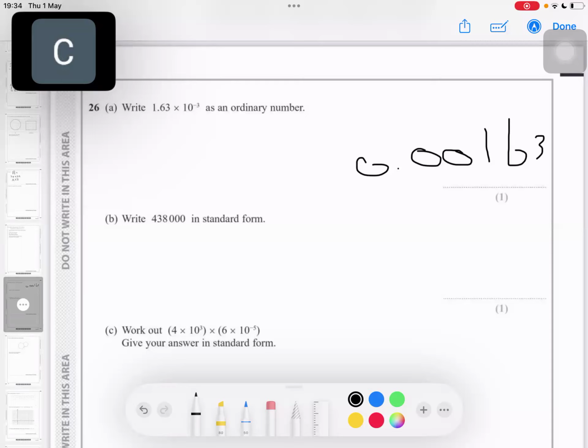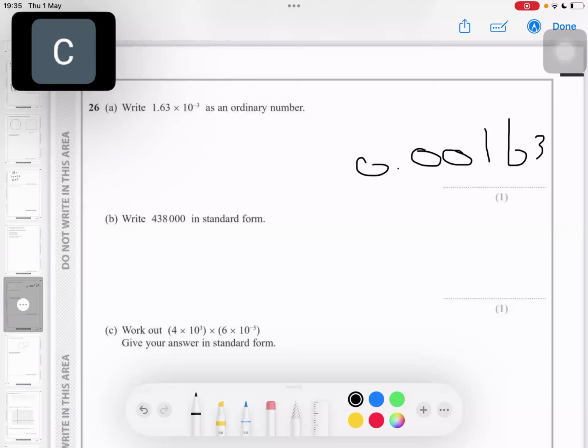Okay, yes, that's correct. So let's go to the next one. Of course, the next one looks like the opposite of the first one. It says write it in standard form. So what would this number be in standard form? 4.3 times 10 minus 5.